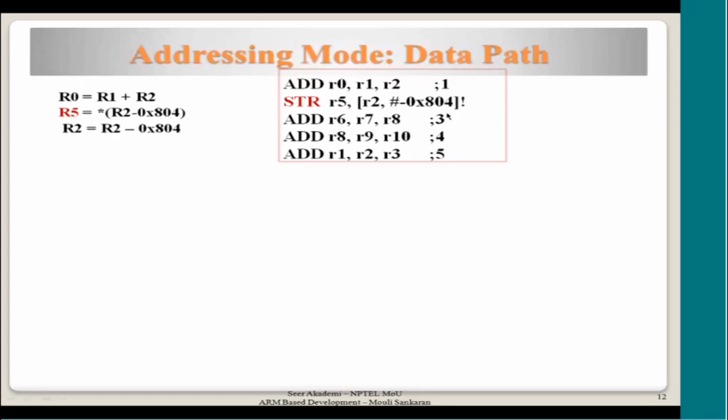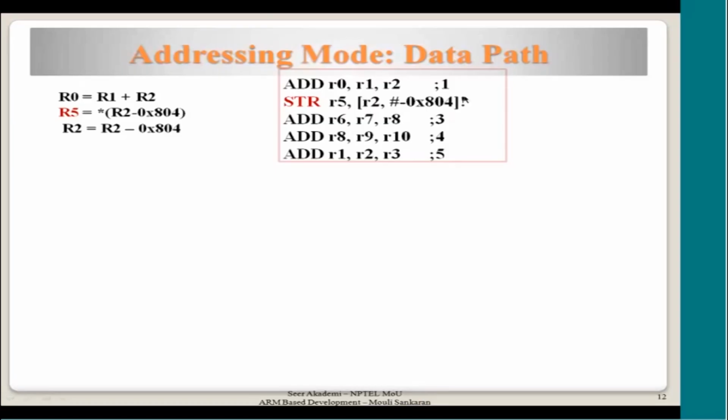Now, what is this exclamation mark? We are saying, okay, you are computing by doing this operation, but can I change this R2 after this? That is an optional one. If you mention the exclamation mark, that means after this, you can override the value in R2. Okay, I hope you understand this.